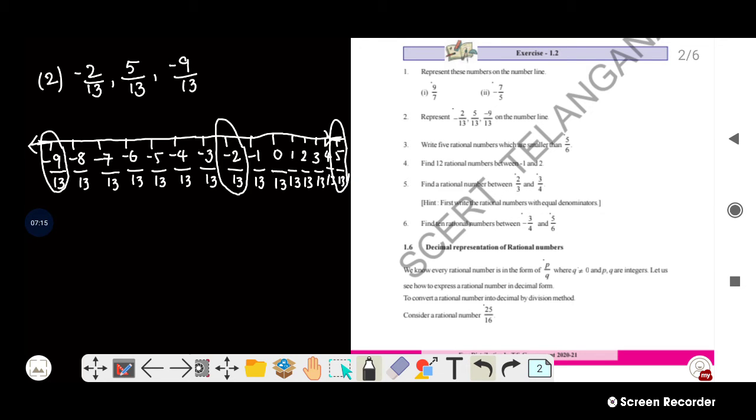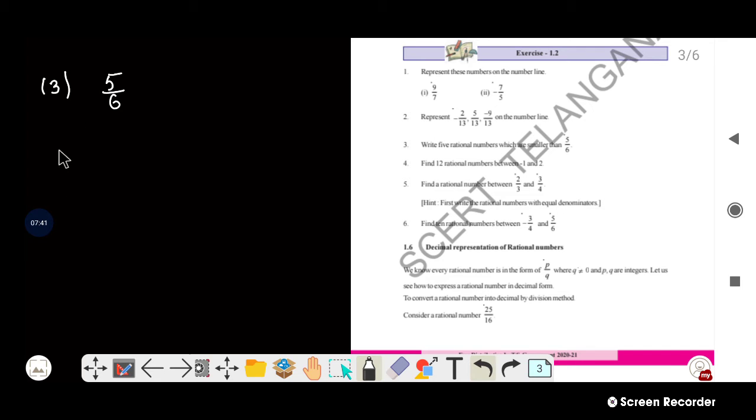When we go to the third question, I am going to repeat it. The third question I am writing on screen. So what is the third question? Write 5 rational numbers smaller than 5 by 6. So smaller than 5 by 6, write any 5 rational numbers, right?